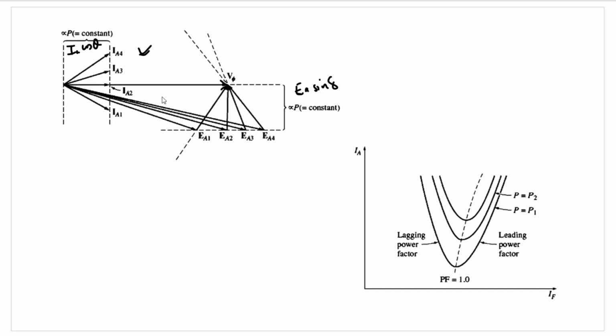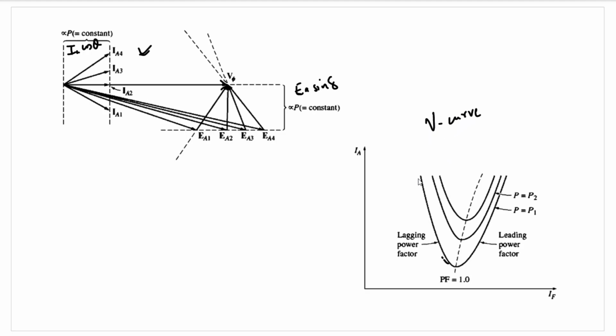So accordingly, we can see that with increased field current, EA is increasing, and this will keep on increasing. While in the case of IA, it will shift from lagging power factor to leading power factor, and that will actually make the armature current rise with the field current. Initially we had a lagging power factor, and then we have a leading power factor. So this is actually known as the V curve of synchronous motors.